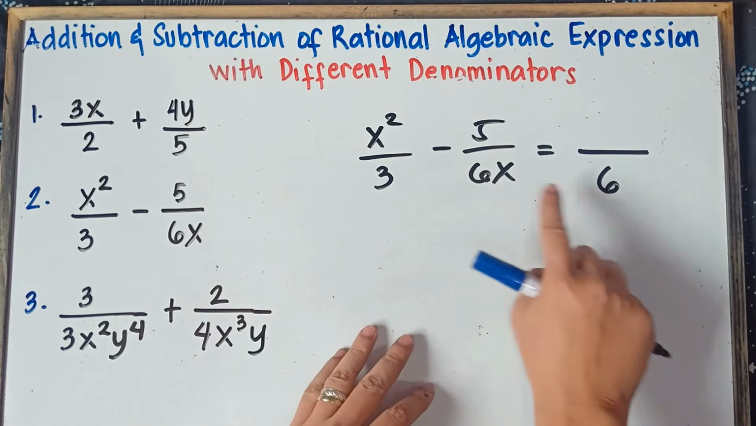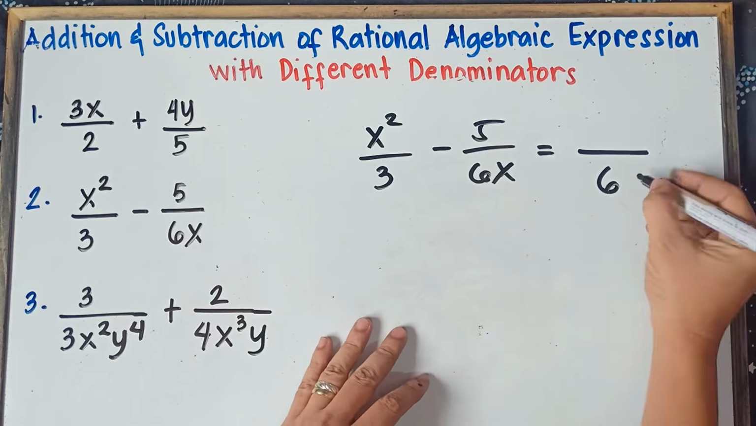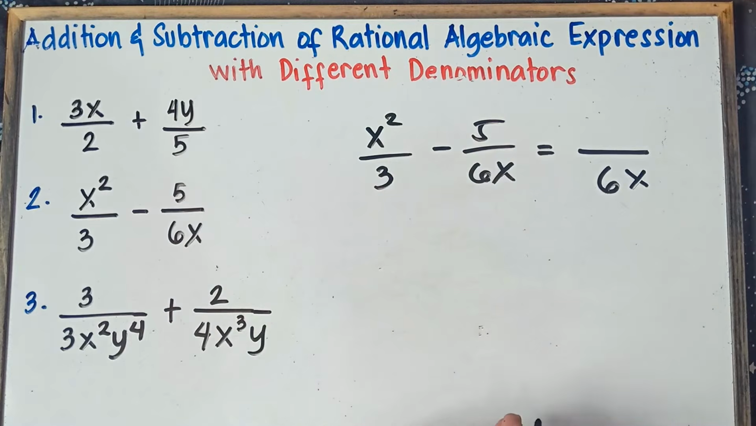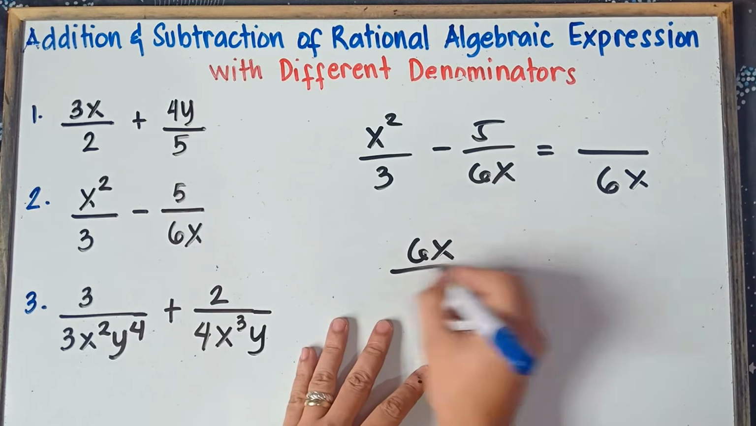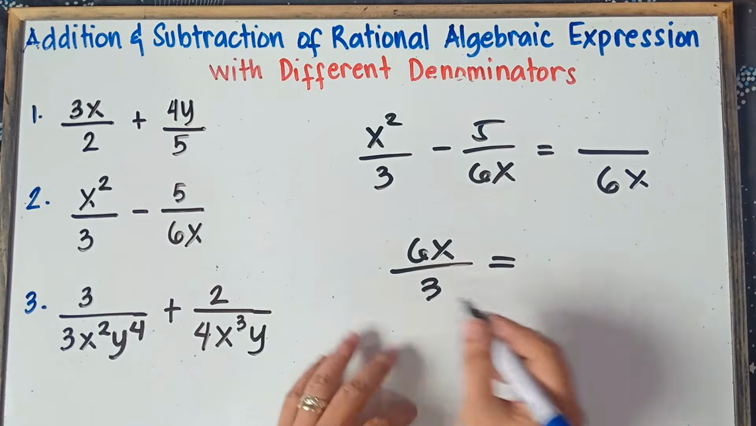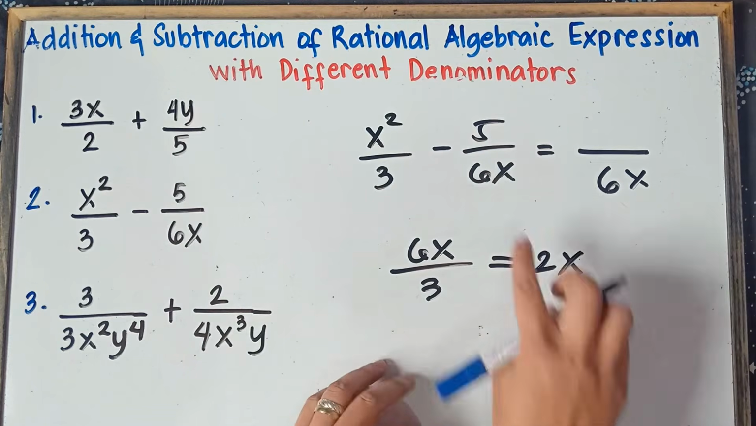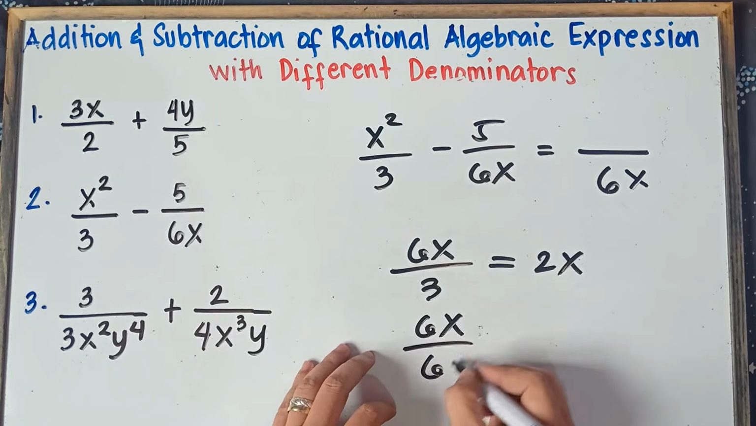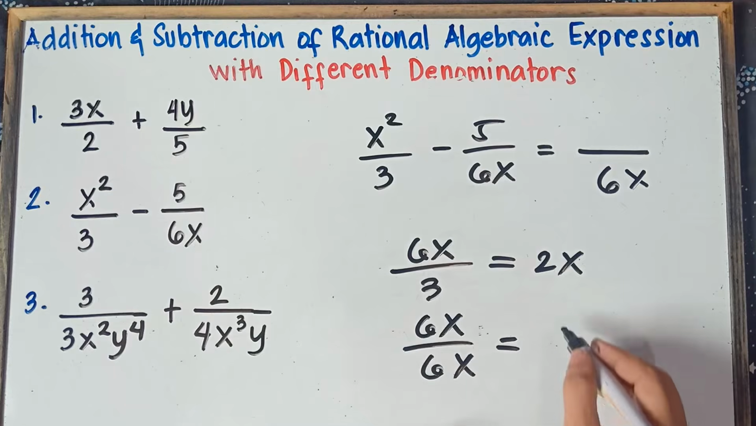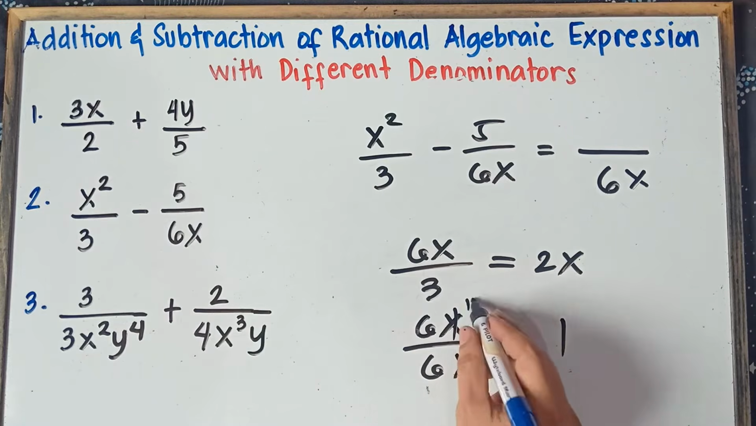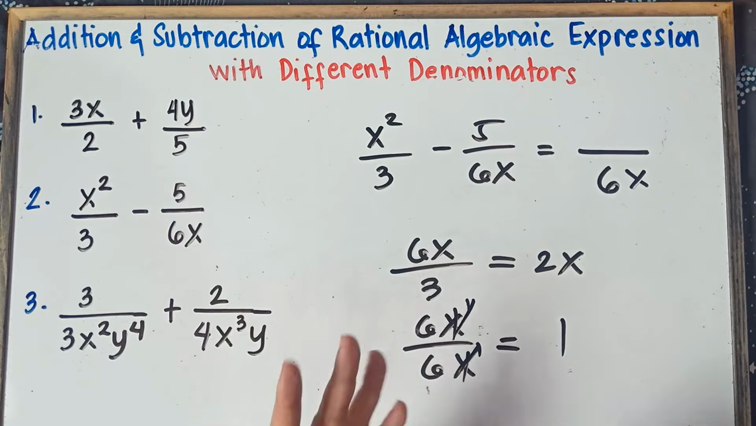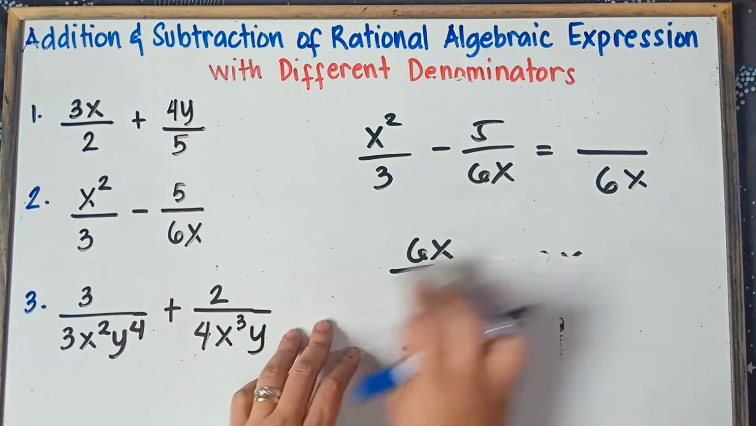So 6, now since we have x, simply copy x. So therefore, our LCD would be 6x, because we have x. We can divide 6x by 3. 6x divided by 3 would be 2x. We can also divide 6x by 6x. 6x divided by 6x would be equal to 1. So 6 divided by 6 is 1, simply cancel x. Same letter and same exponent, simply cancel x. So therefore, our LCD would be 6x.